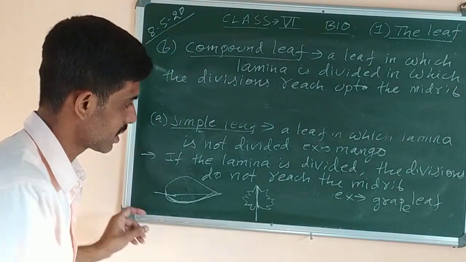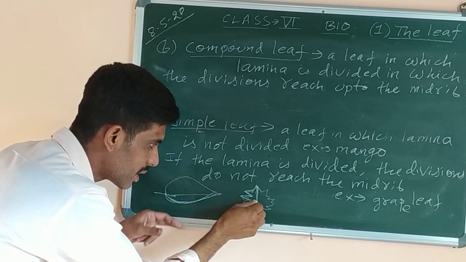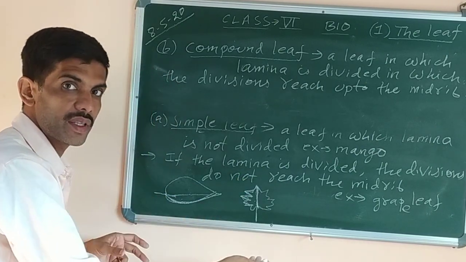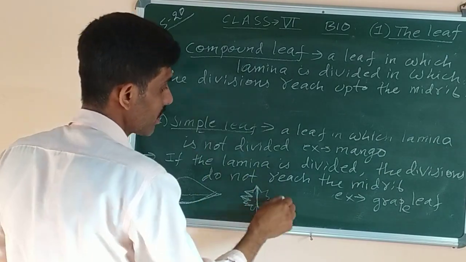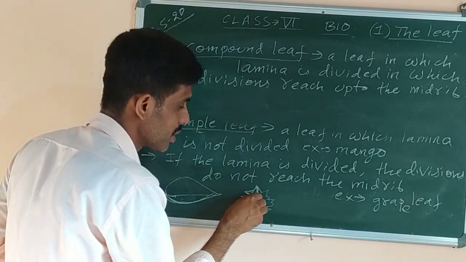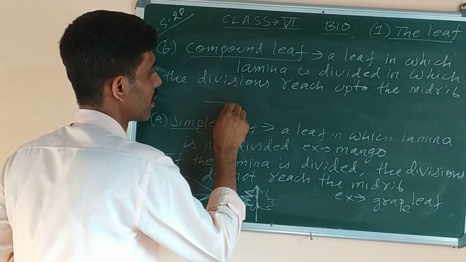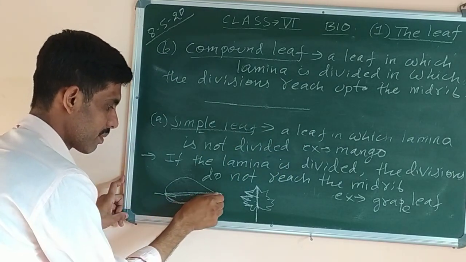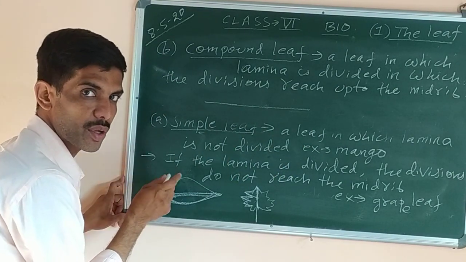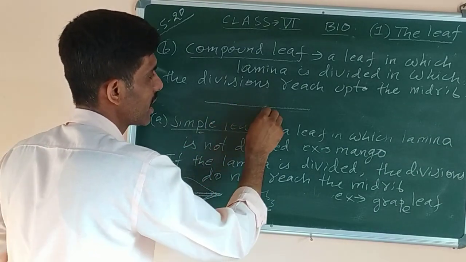Example I have shown. See, these are the incisions, the cuttings that are there. But they are not reaching up to here. If they reach here, that is called a compound leaf, but here now they will reach up to this midrib also. Now see the diagram of the compound leaf. This one is called the midrib, the central vein. In case of a simple leaf, it is called midrib, but now it is called rachis, R-A-C-H-I-S.